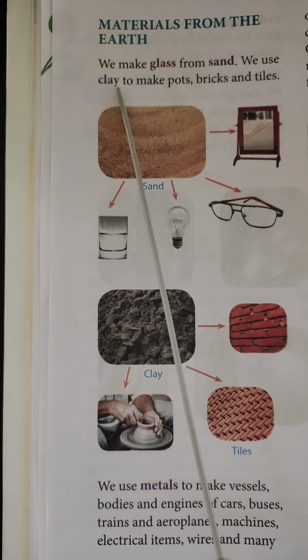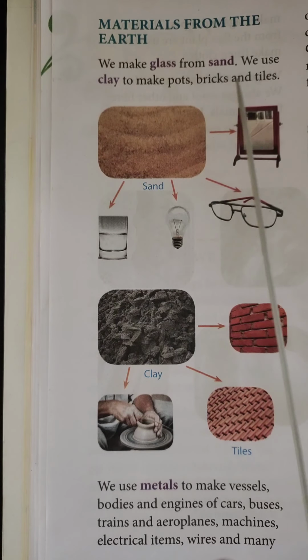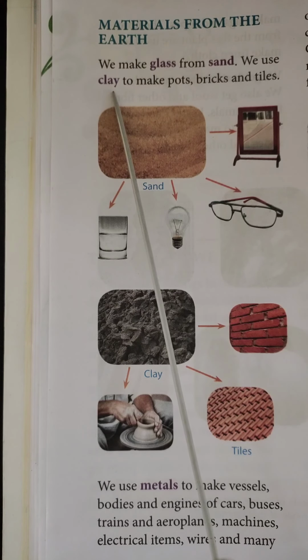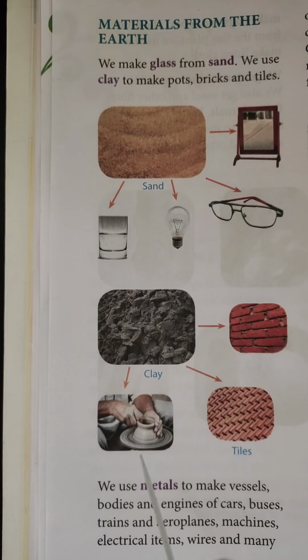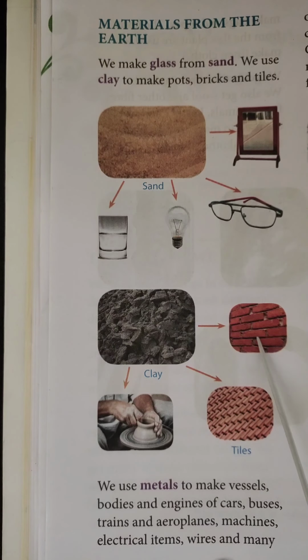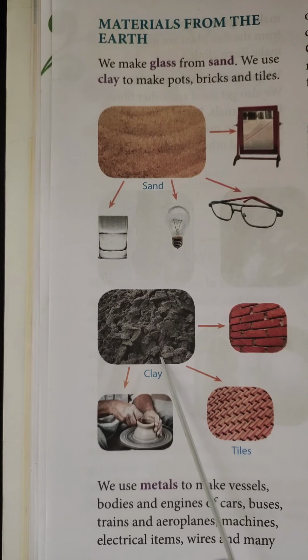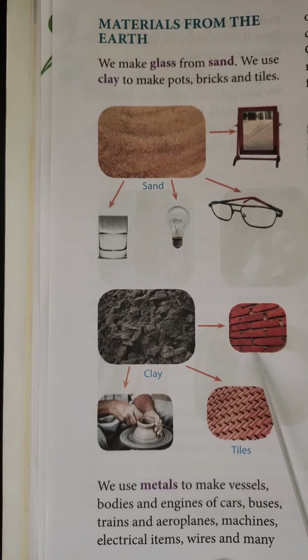Then we use clay to make pots, bricks and tiles. Clay is another material, a type of soil that we get from earth. By using clay, we can make pots. You can have a look at here. By using clay, we can make pots. We can also make bricks. We can also make tiles by using clay. Clay can be used to make pots, tiles as well as bricks.